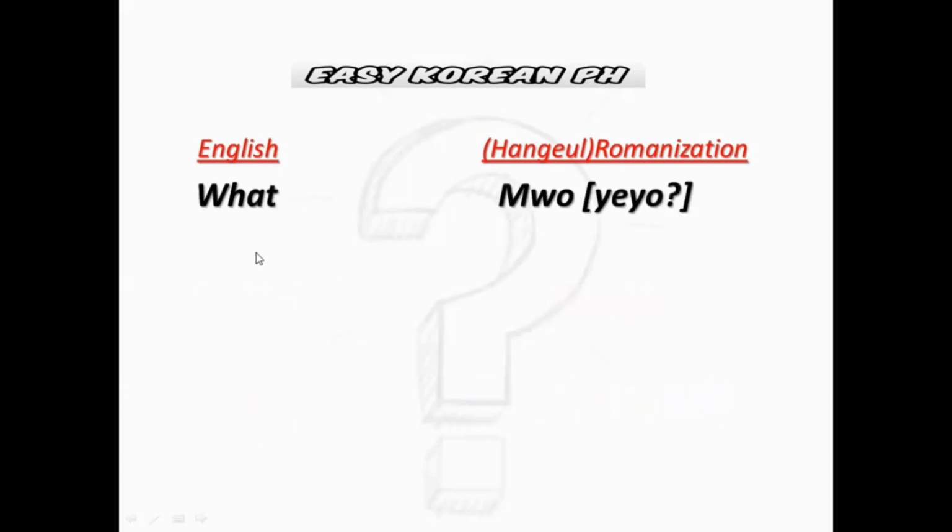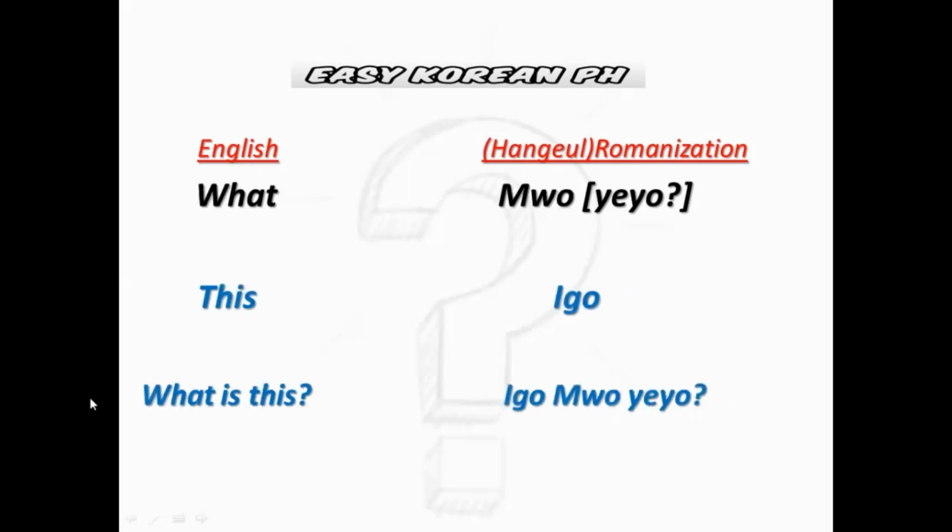Okay, so lastly, we have what. In Korean, that is 뭐. 뭐예요? Okay, what is this? This in Korean is igeo. Igeo 뭐예요? What is this?